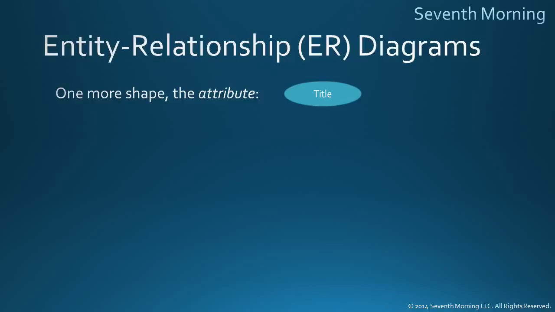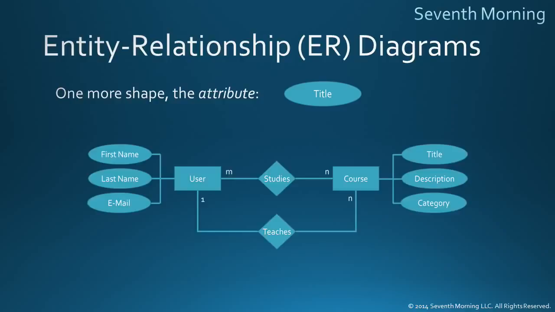And here is an example of tying the whole diagram together. Okay, great. So in this diagram, we have the user entity on the left, having the attributes of first name, last name, and email. And we have the course entity on the right, having the attributes of title, description, and category. And then the rest of that diagram we already covered.